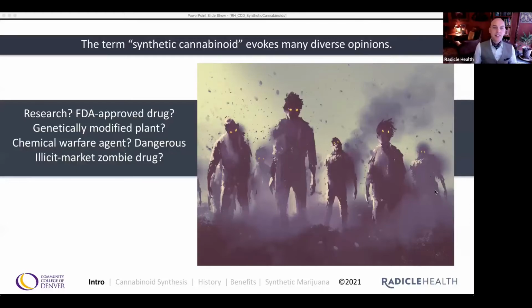The topic of synthetic cannabinoids. It's a topic that evokes a lot of diverse opinions and ideas. In the cannabis space, many of those opinions carry with them negative connotations. I think many people in the cannabis industry, when they think about synthetic cannabinoids, they think of Marinol and its less than robust success as a synthetic substitute for whole plant medicines.